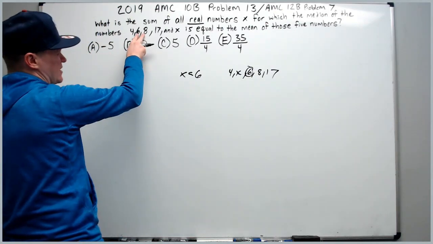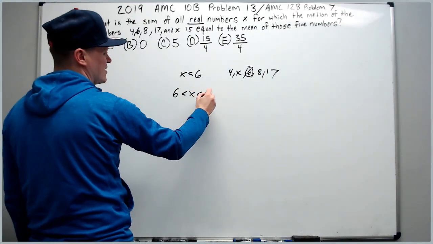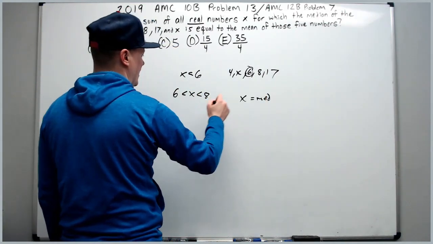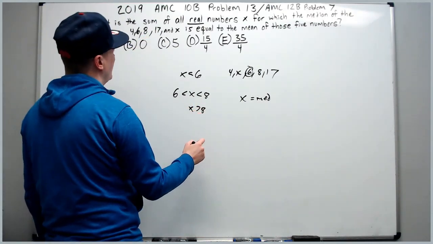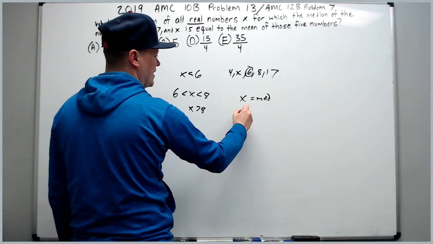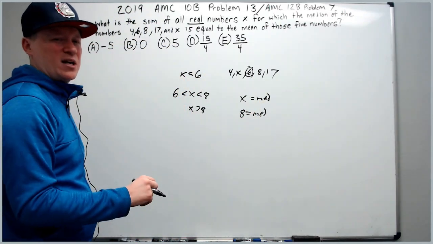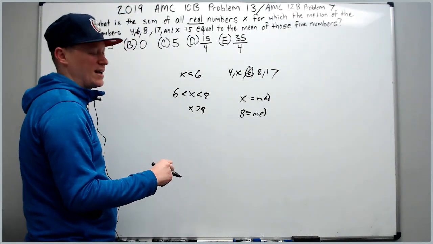The next option is that x is between 6 and 8. Now, if x is between 6 and 8, then x is the median. And lastly, if x is greater than 8, then it will make 8 the median. Okay? Now keep these in mind, because there are several trap answers in this problem that are kind of convincing if you didn't think about it carefully.